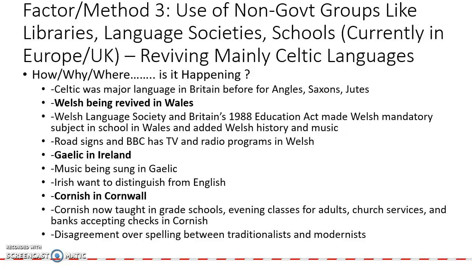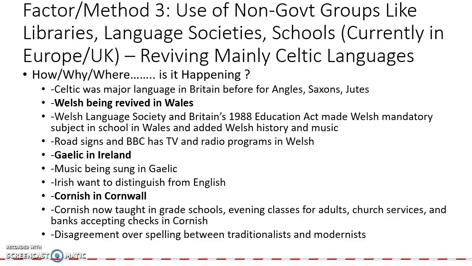So another way that, if you think about it, that you would try to revive and promote the use of some extinct language, minority language, would be if you tried to get libraries and language societies in schools. Obviously, you need a location to teach it. This is currently happening in the UK and throughout Europe. And again, they're trying to revive many of these Celtic languages. So how and why and where is this happening?